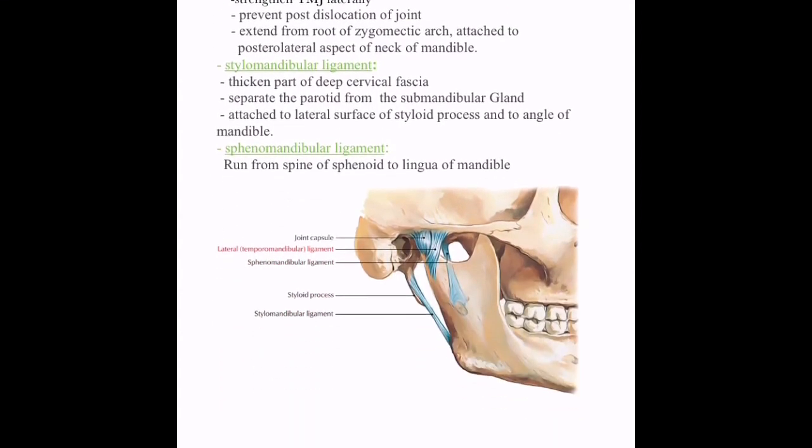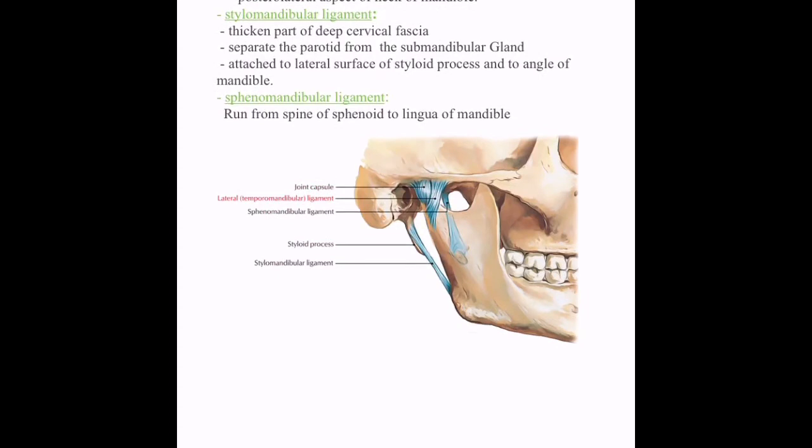And we have the ligaments of the joint. The ligaments of the TMJ are three ligaments. The first is the lateral temporomandibular ligament, which strengthens the TMJ laterally and prevents posterior dislocation of the joint. It extends from the root of the zygomatic arch and attaches to the posterior lateral aspect of the neck of the mandible.